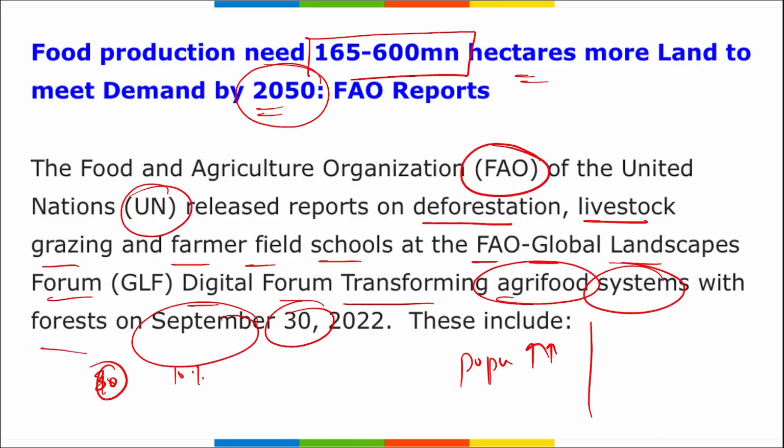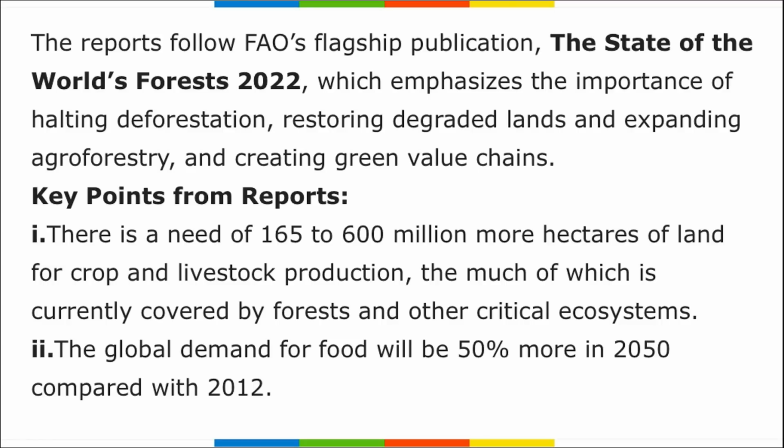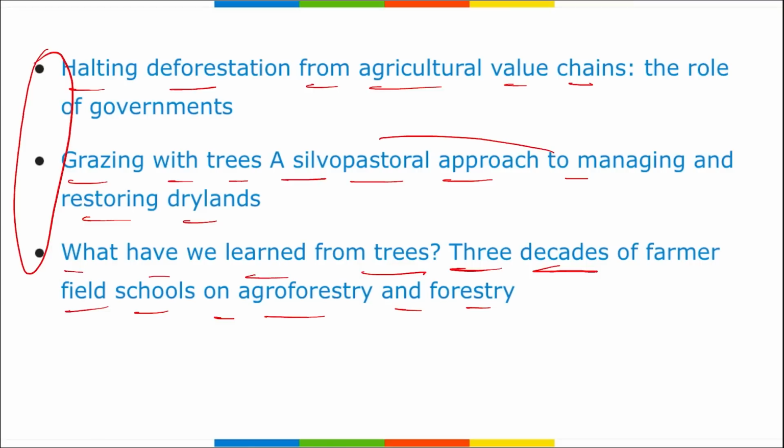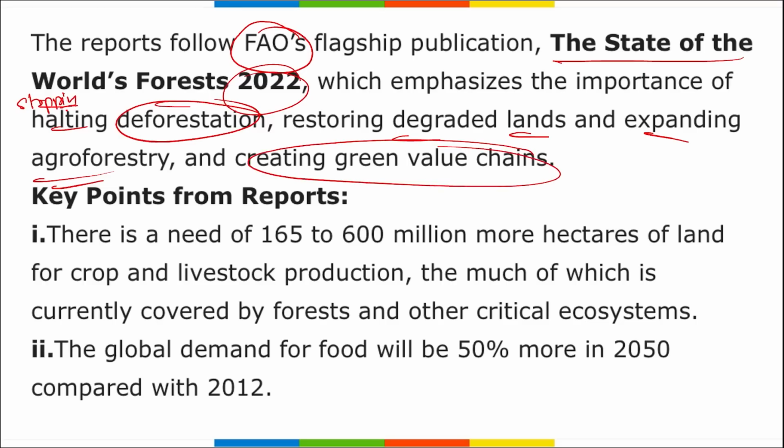All right, so apart from this, remember the report follows FAO's flagship publication, the State of the World's Forests 2022. This emphasized the importance of halting deforestation. Halting means stopping. That means this has to stop. Deforestation needs to be stopped. Restoring degraded lands, expanding agroforestry and creating green value chains is one of the most important things to do as of now.